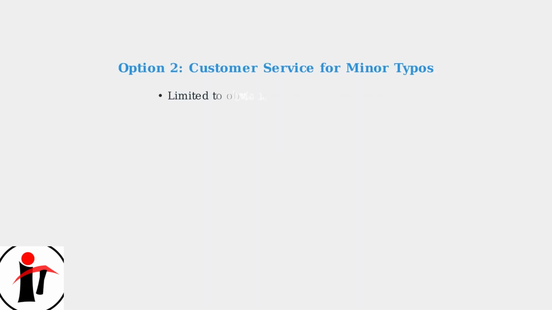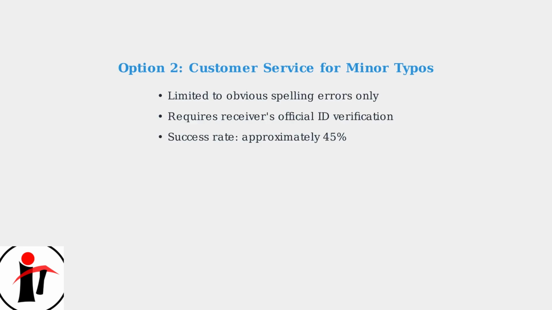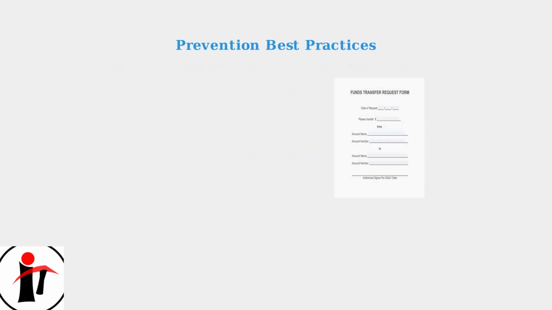For minor spelling errors, customer service may be able to help, but this option has limitations and requires the receiver to provide official identification. This option only works for obvious typos and has a success rate of about 45%, so it's not guaranteed. The best approach is prevention.